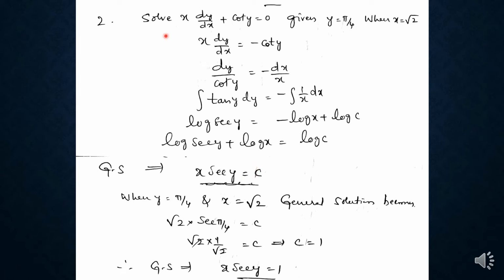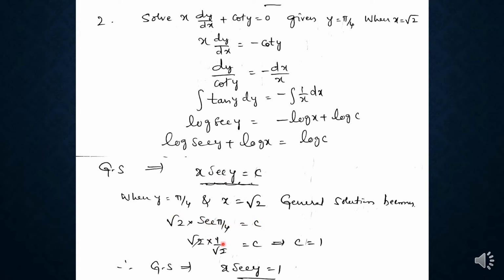So in the problem, given that y is equal to pi by 4 when x is equal to root 2. By substituting these values in the general solution, we will get the value of the constant. So when y is equal to pi by 4 and x is equal to root 2, the general solution becomes x into secant y is equal to c. Substitute these values: x means root 2, y means pi by 4. Root 2 into secant pi by 4 is equal to c.